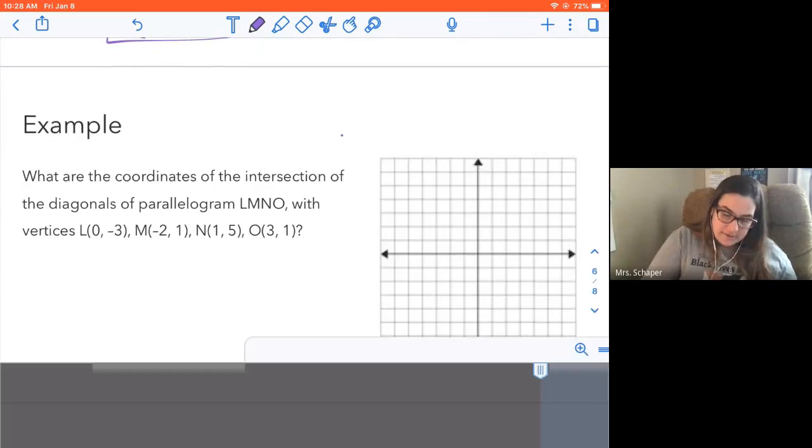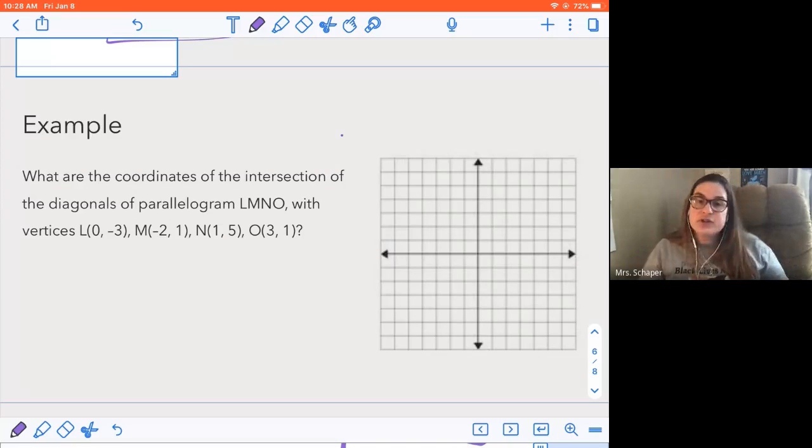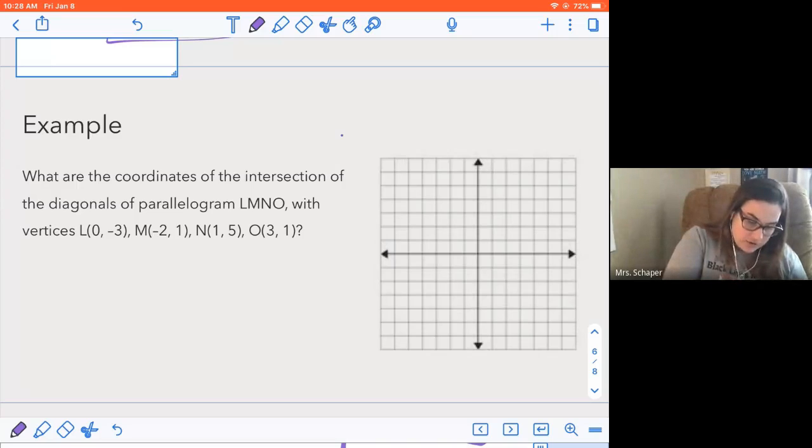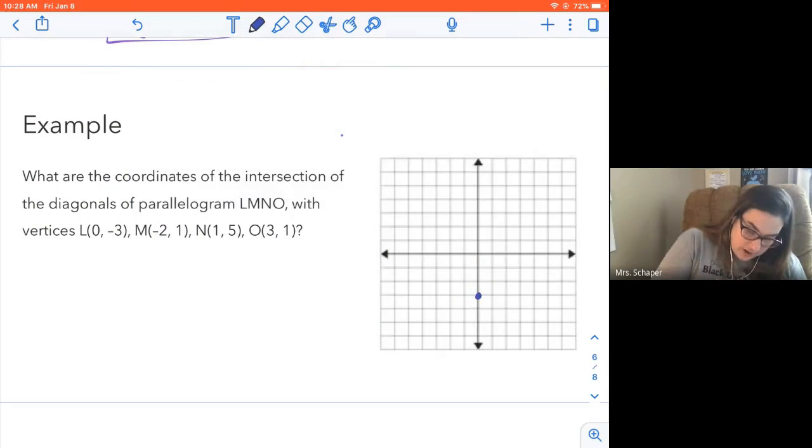What are the coordinates of the diagonal of the intersection? So pause the video, see if you can figure it out on your own, and then come back and see how we're doing on this. So I'm going to go ahead and plot these out. 0, -3, -2, 1, 1, 5, and 3 and 1. Okay, so we're going to sketch this out. I want to find the midpoint. So here is L, here is M, here is N, here is O.